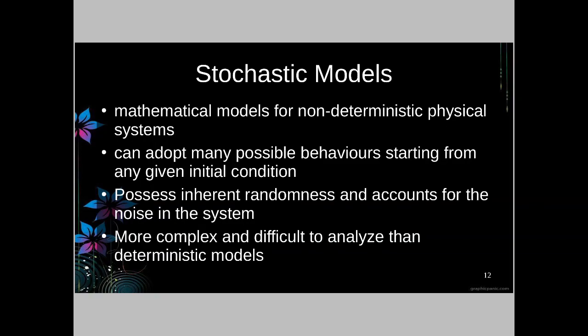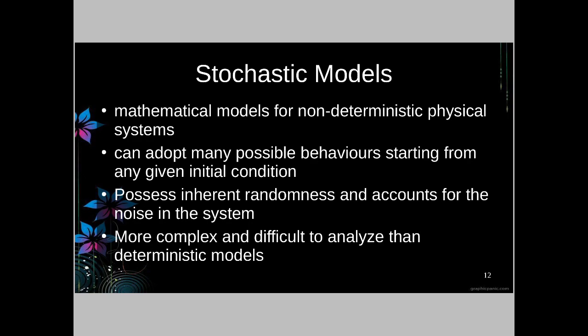In contrast, you have stochastic models. Stochastic models are mathematical models for non-deterministic physical systems. So stochastic is more probabilistic. It can adopt many possible behaviors starting from any given initial conditions. As I said, it's probabilistic. So you only end up with, say, for example, a 90% chance of going this way, but you still end up with another 10% chance of going another way. So it possesses inherent randomness and accounts for the noise in the system. In this system, you can input the noise, you can consider the noise in your system.